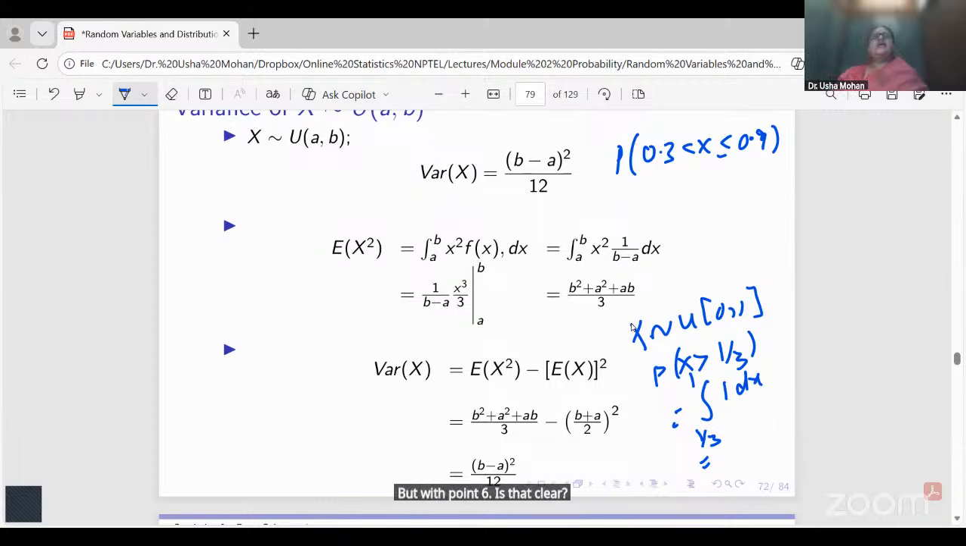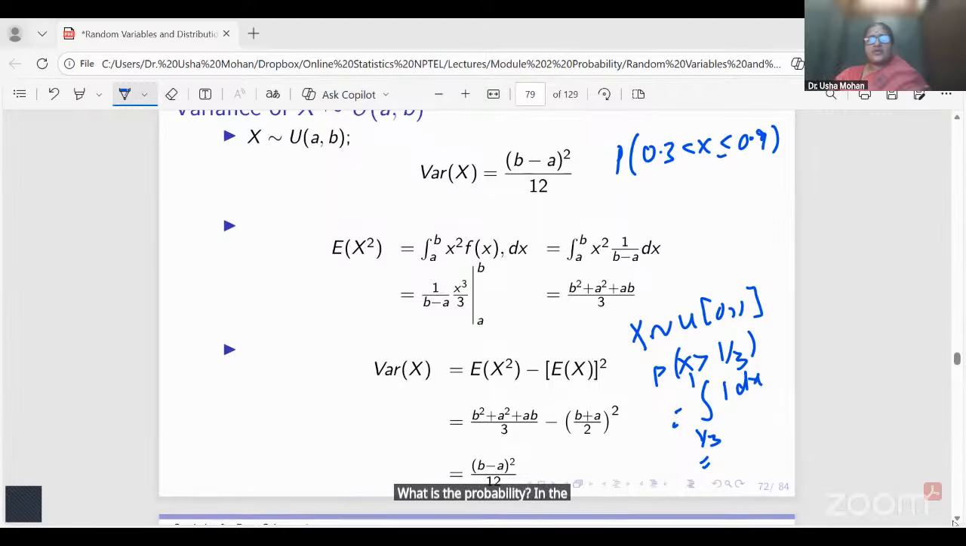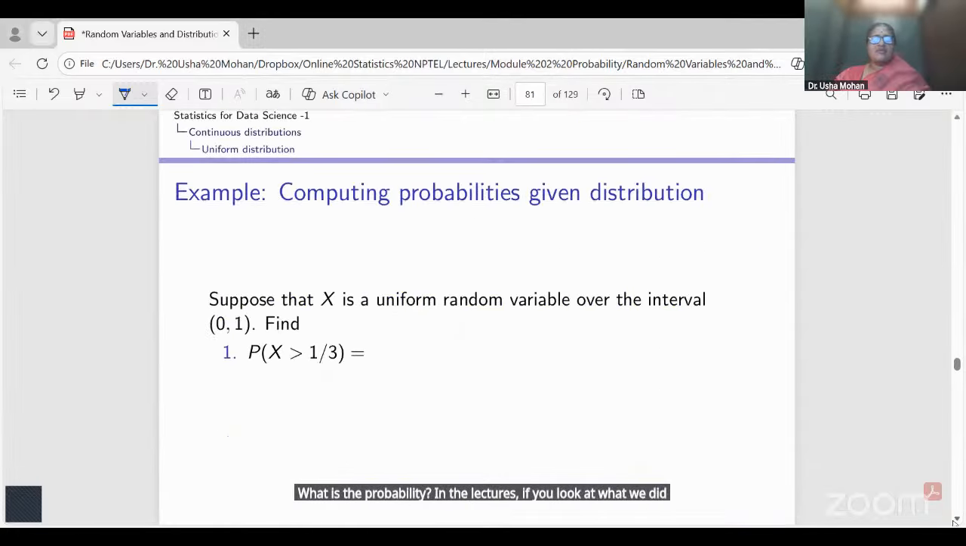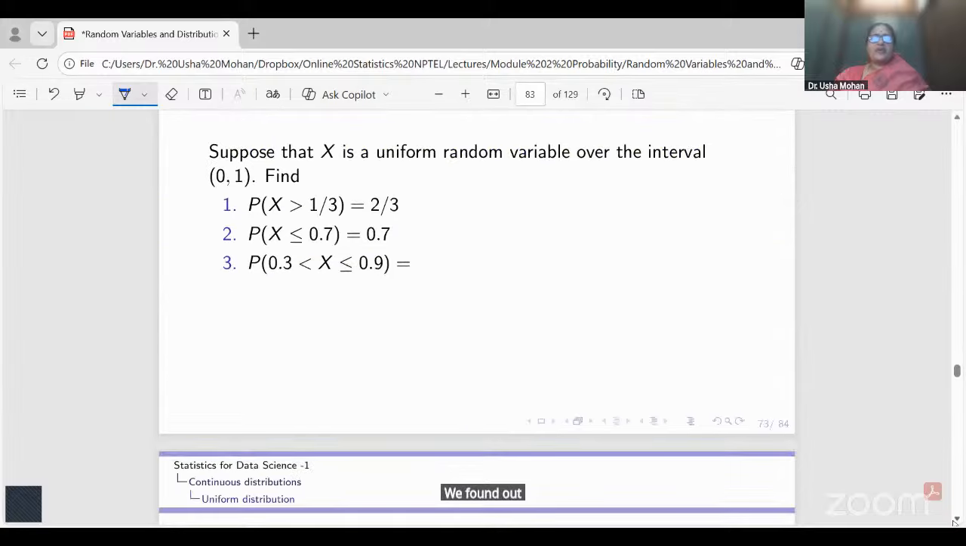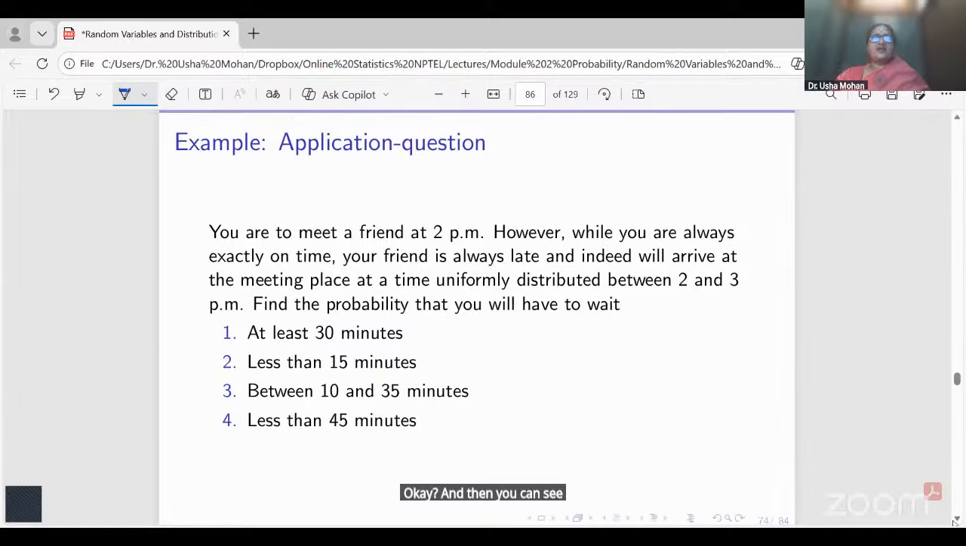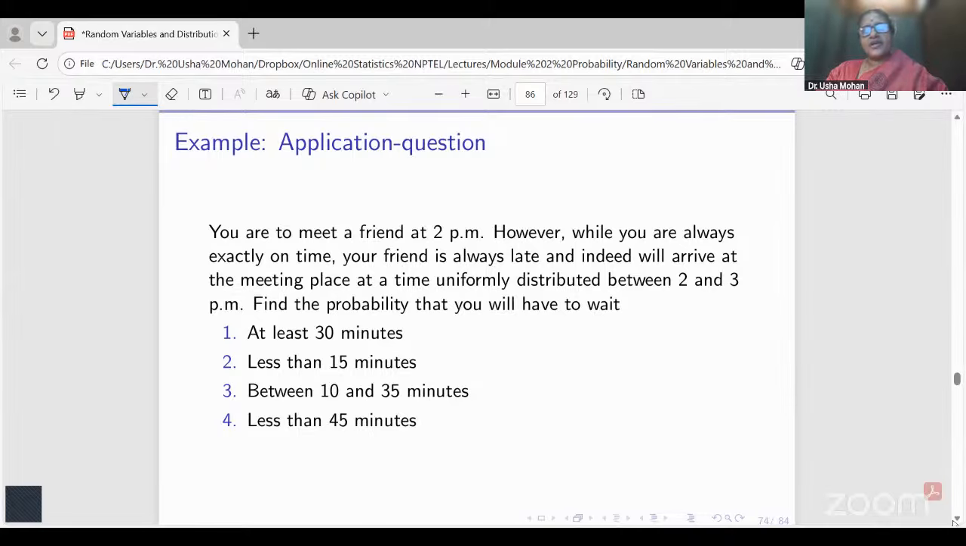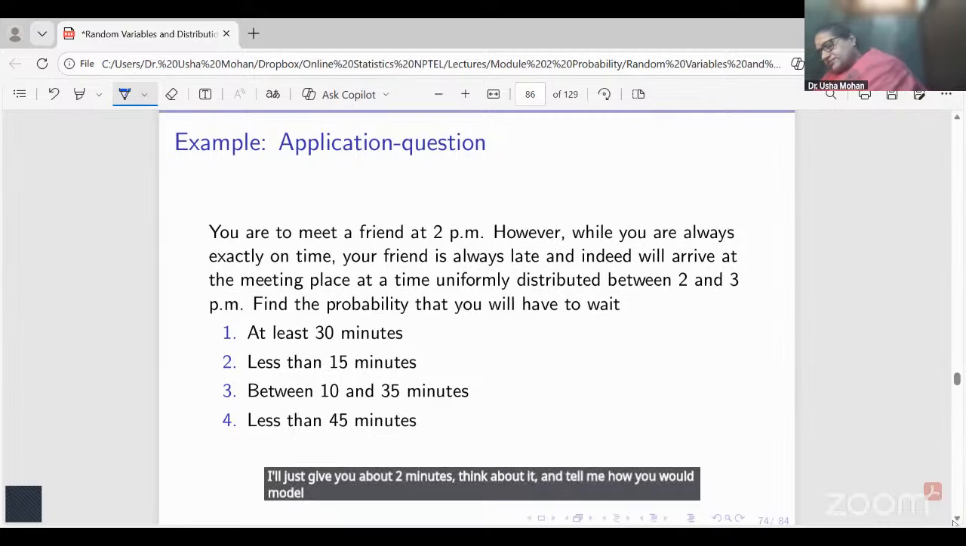So given a value of this random variable, you can actually find out the probability. In the lectures, what we did was find out the problem of two people coming to meet, and you can go through the lecture notes. Would you want to do this? I'll just give you about 2 minutes. Think about it and tell me how you would model this.